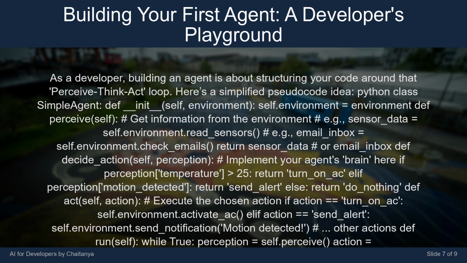def run(self): while True: perception = self.perceive(). action = self.decide_action(perception). self.act(action). # optionally add a delay or sleep. This structure makes your code modular and focused on the agent's behavior.